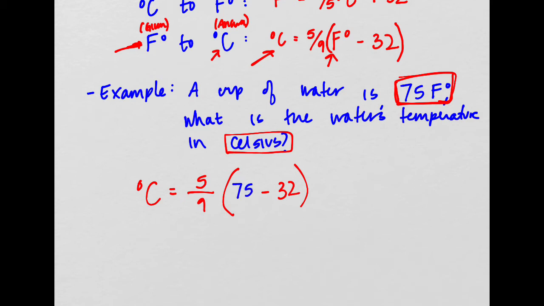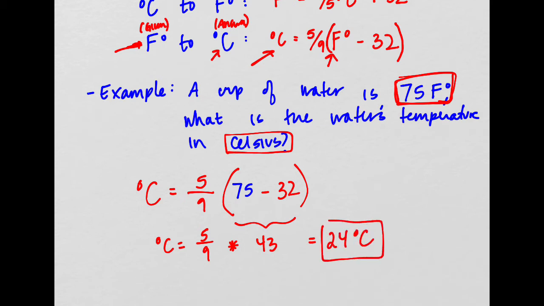When I subtract 32 from 75, I get 43. Okay, so now I have degrees Celsius equals 5/9 times 43. When I plug that into the calculator, I get about 24 degrees Celsius. And that is my answer.